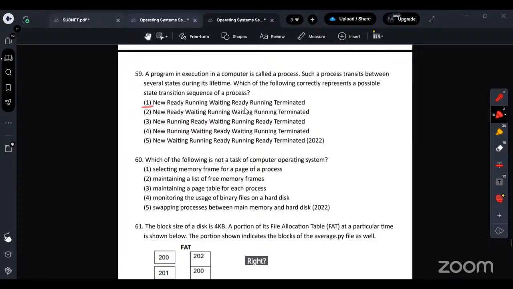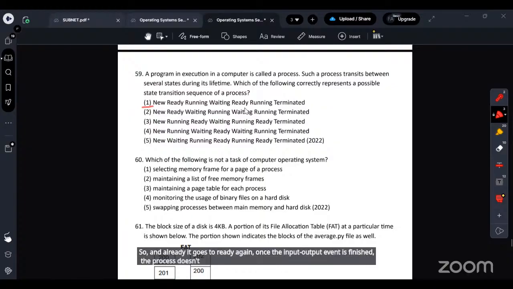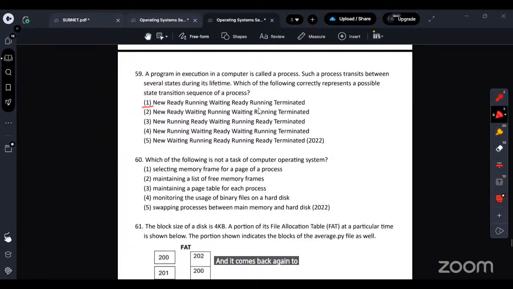So from waiting, it goes to ready again. Once the input/output event is finished, the process doesn't go straight back to the CPU. It must go back to the ready queue to wait for its turn. Then it comes back again to running. The CPU picks it again to finish execution. At last, the process finishes its execution, right?